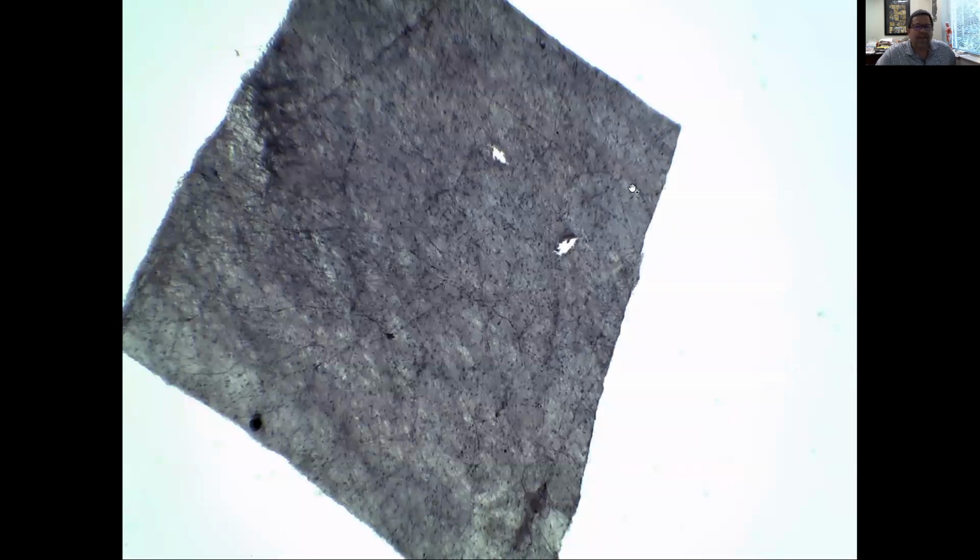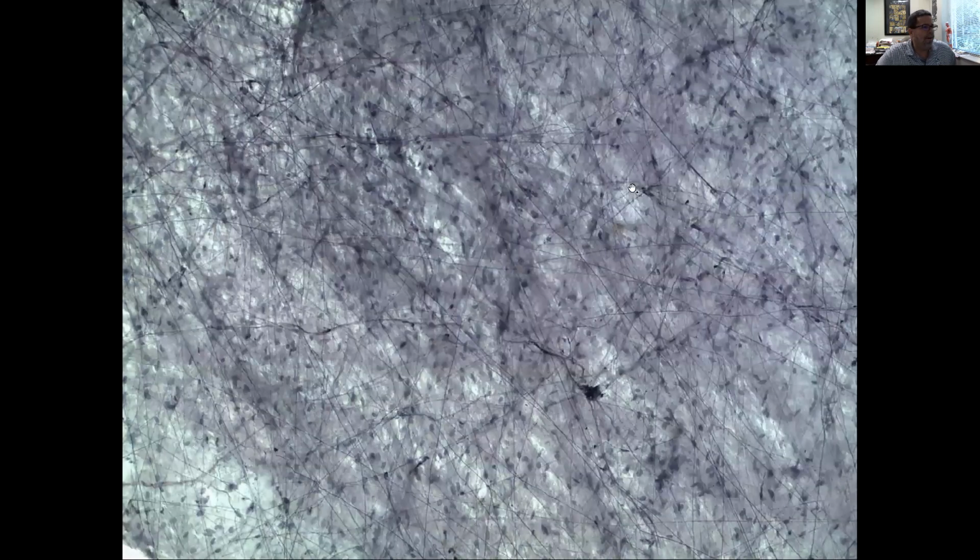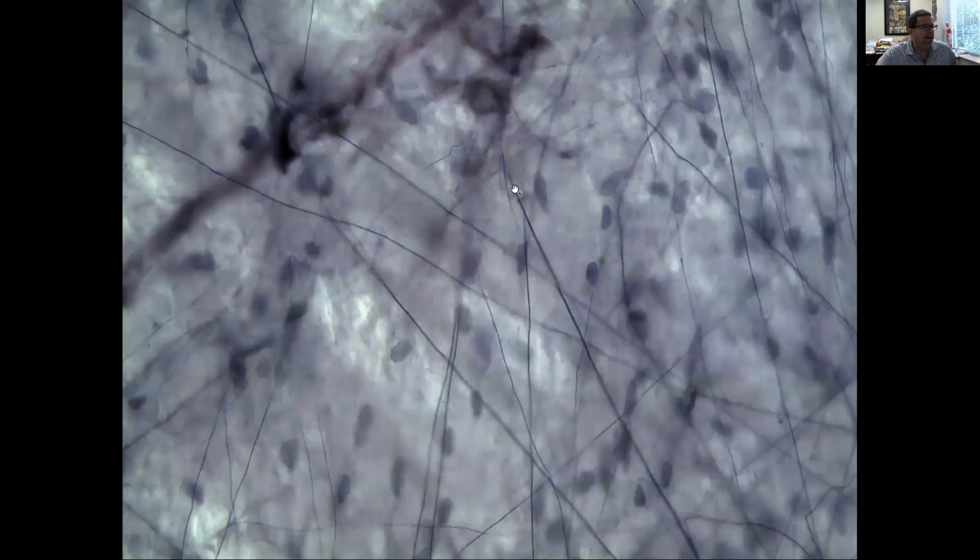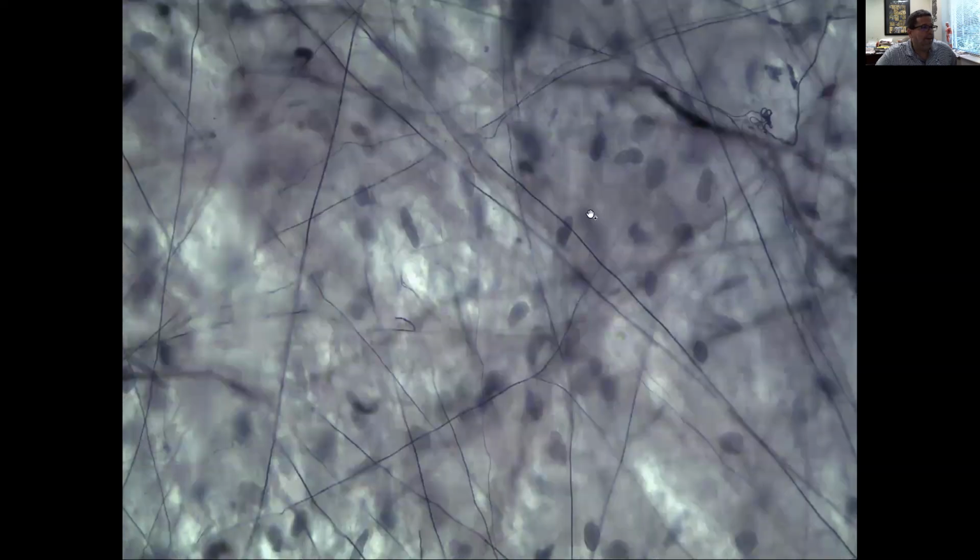First of all, this is a loose connective, at 40, then 100, then 400. Notice the elastic fibers, fibroblasts, and other collagen fibers in there. So that would be one you would look at. Loose connective tissue is located all over the body, specifically under the epithelium, holding it in place. We got a couple of those.